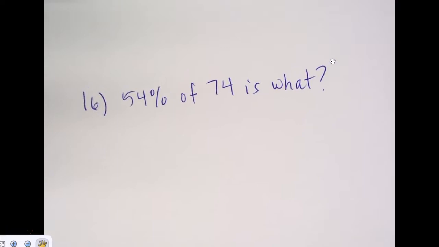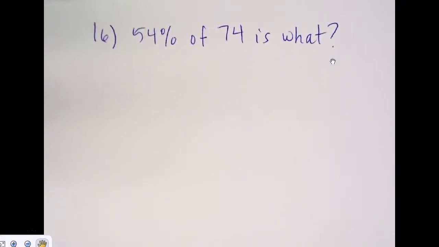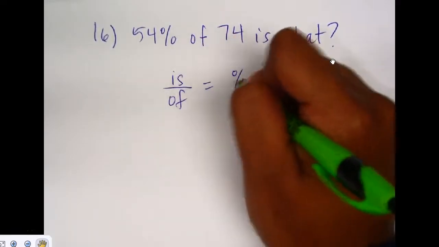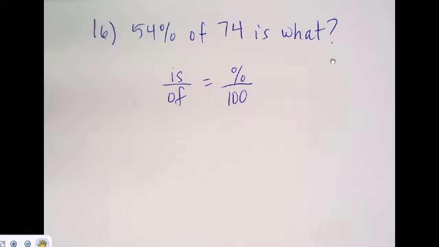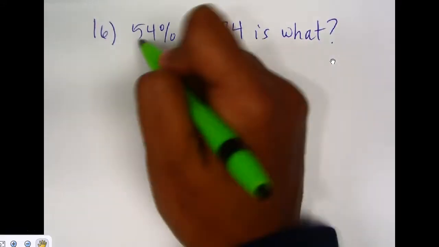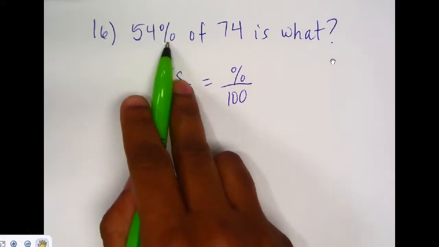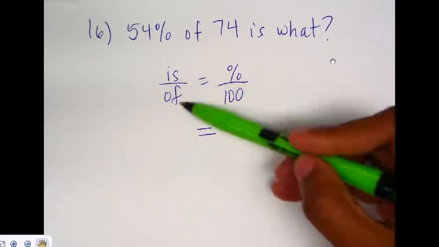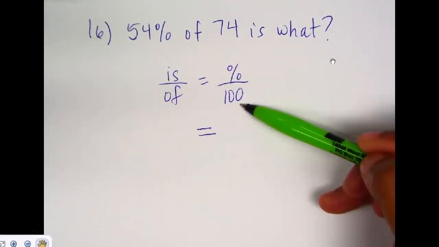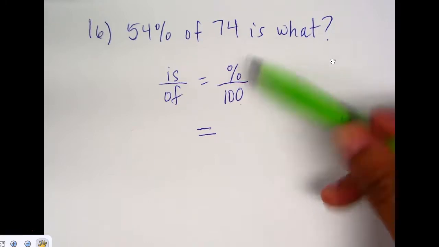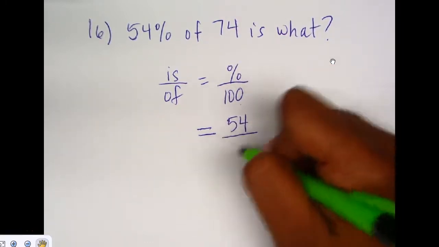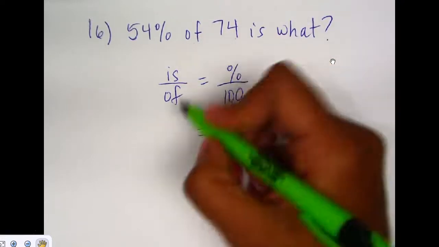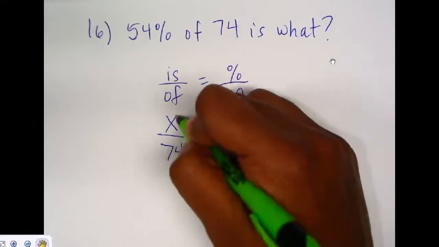All right, so as you can see for this one, I told you the formula you want to use is is over of equals percent over 100. So you just read the statement very carefully and plug in the right numbers. So as you can see, I have 54%. So that means in this equation, which is a proportion, I'm going to put the 54 right here for the percent, because that's my percent. Put the 100 on the bottom, and it says of 74. So 74 is the of, and the is was x.